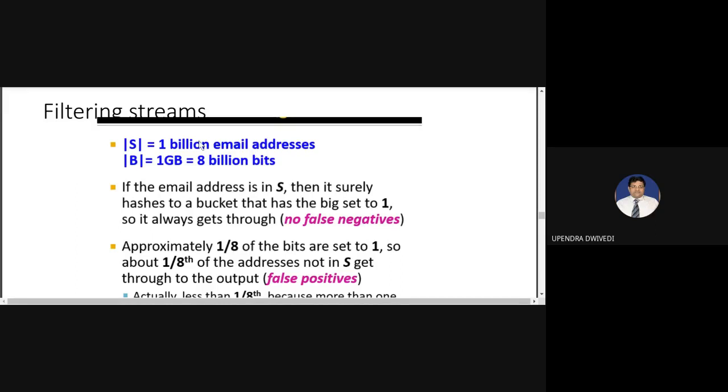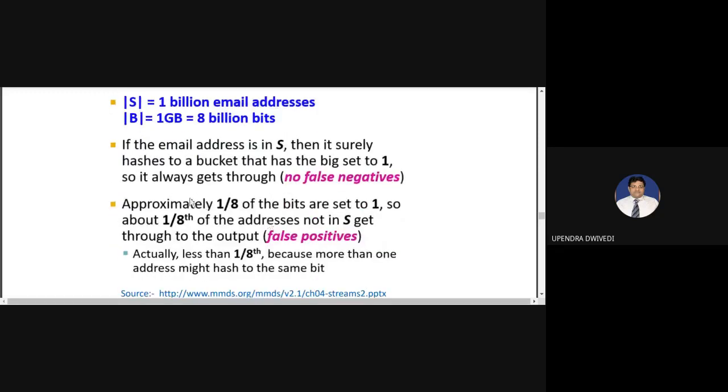And for an email system, suppose you have defined a spam filter. Whenever you get an email represented by this set of keywords or this set of email addresses, it is filtered out as spam, and you are not going to get that email. It will be delivered to your spam folder, and that is no false negative. It means if certain keywords reside in your set of keys S, then they will certainly be filtered out. Approximately one eighth of the bits are set to one.